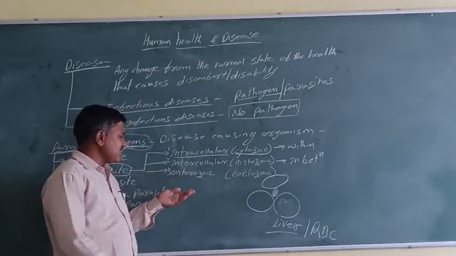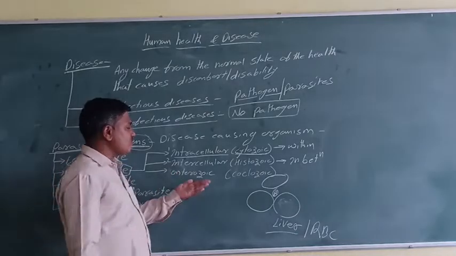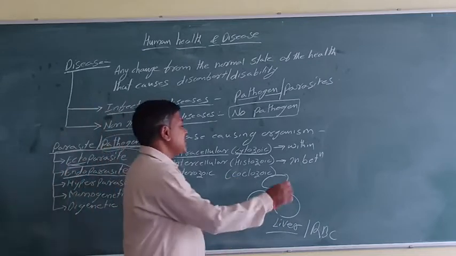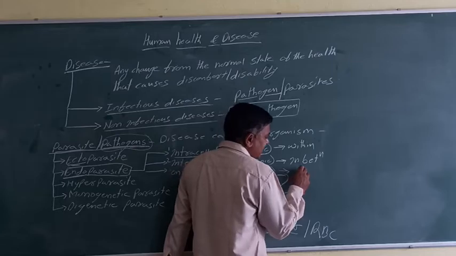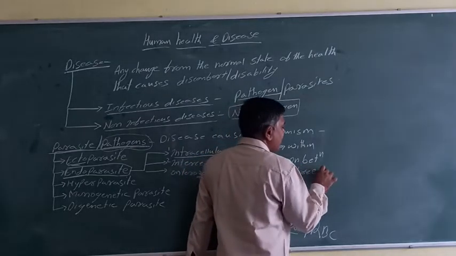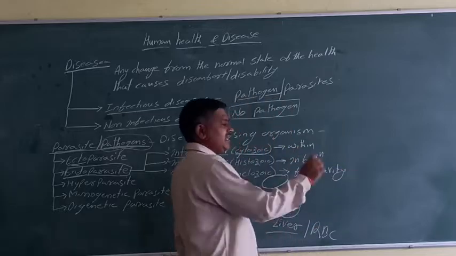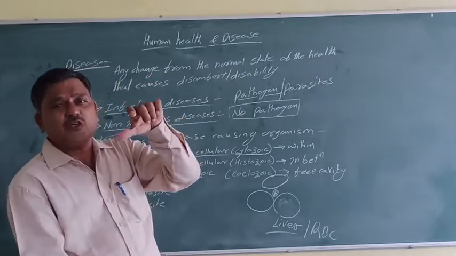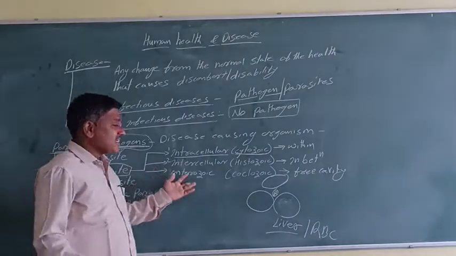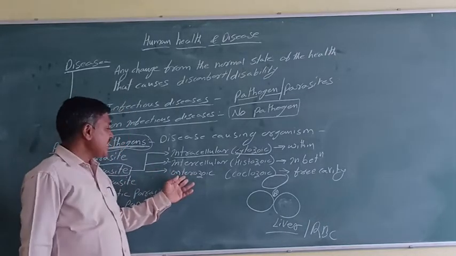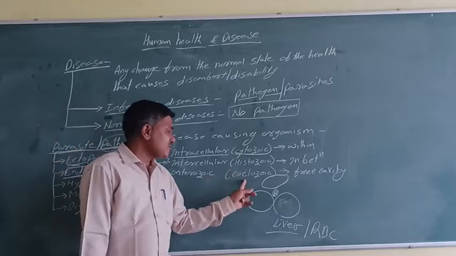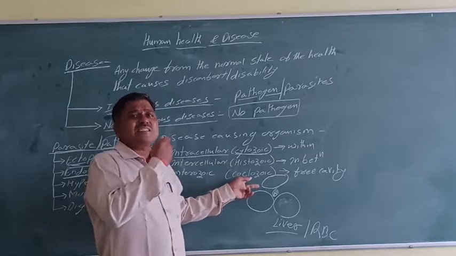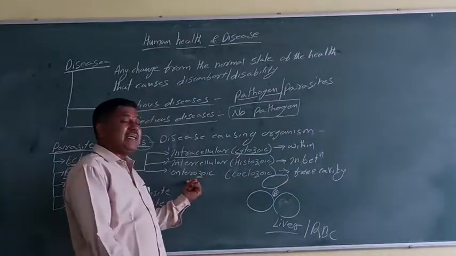And the last one is the enterozoic parasite. Enterozoic, that is coelozoic. They are present in free cavities. If we take the example of our total digestive tract, it is nothing but a tube. So the parasites which are growing inside the tube are enterozoic, also called coelozoic. If you take the example of Ascaris, this Ascaris is a coelozoic or enterozoic parasite.